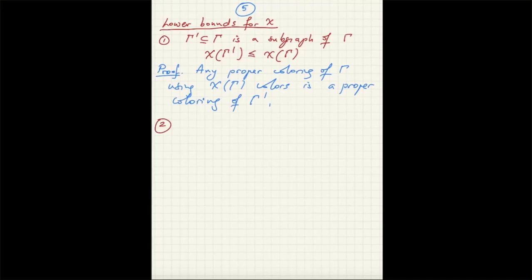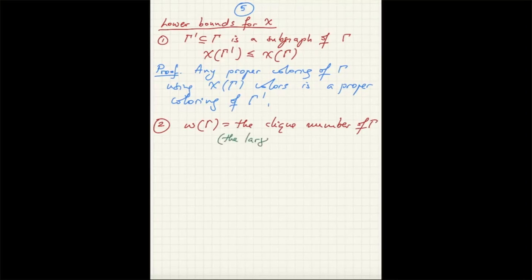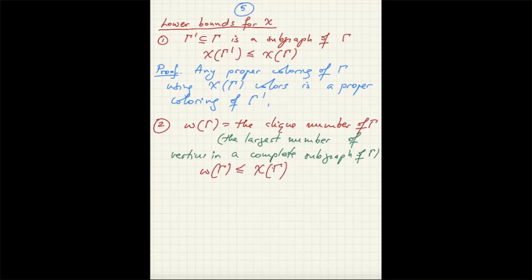One immediate consequence is the following: if omega of gamma is the clique number of gamma, defined as the largest number of vertices in a complete subgraph of gamma, then omega of gamma is less than or equal to chi of gamma. And again, the proof follows from 1, because there exists a subgraph gamma prime of gamma such that gamma prime is the complete graph on omega of gamma vertices. And now the chromatic number of gamma prime is the chromatic number of this complete subgraph, which is the number of vertices.